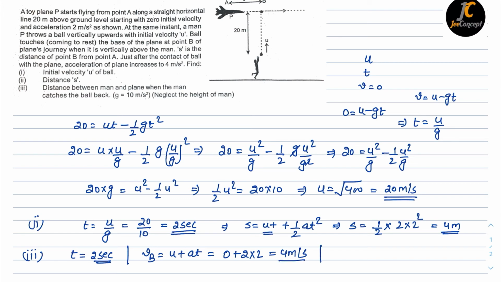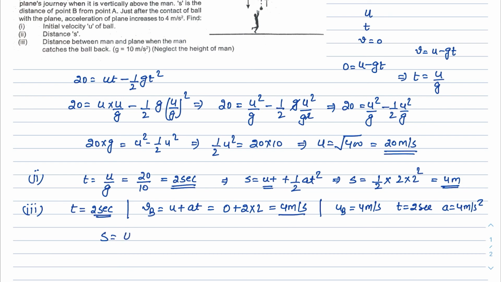Now after point B, for the next scenario, this is going to be the initial velocity. So initial velocity at point B is 4 meter per second. Further, time t is equal to 2 seconds and the acceleration is 4 meter per second square. Using s is equal to ut plus half at square, s will become 4 into 2 plus half, acceleration is now 4, into 2 square, so this will become 8 plus 8, that means 16 meter.